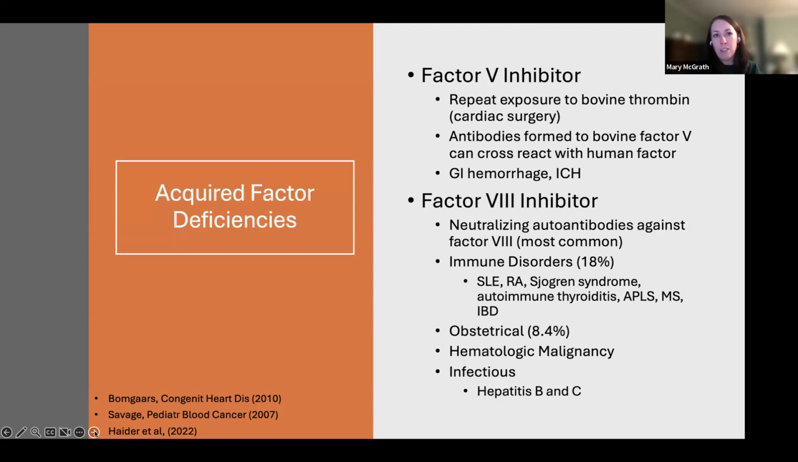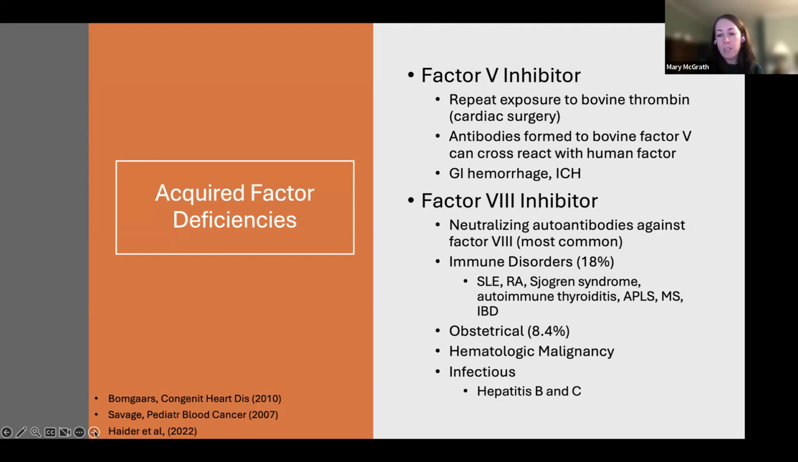Roughly 30% of patients will have bleeding manifestations, which can range from just some easy bruising to some patients having GI hemorrhage and also intracranial hemorrhage as well. These are typically going to be treated with immune suppression, in particular steroids, IVIG, and cyclophosphamide. And then occasionally, in the setting of life-threatening bleeding, plasmapheresis will also be used.